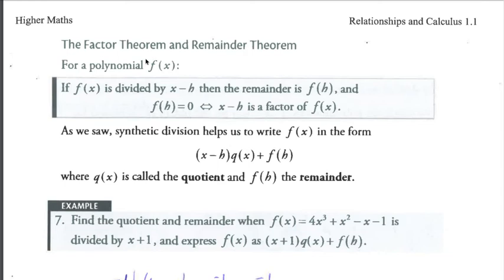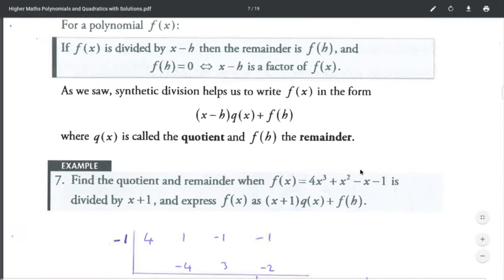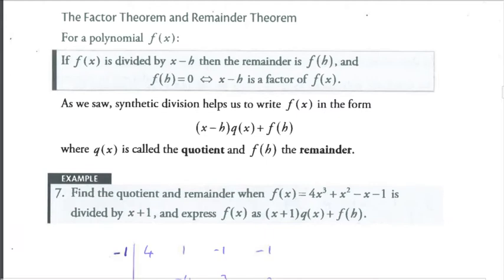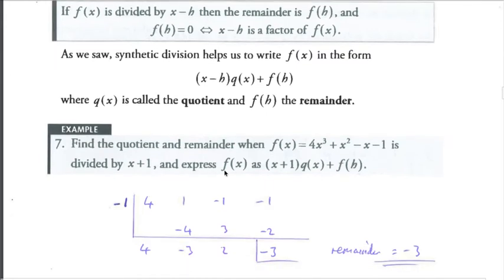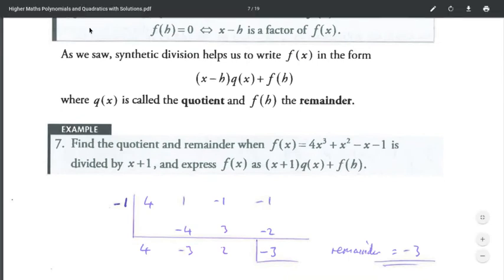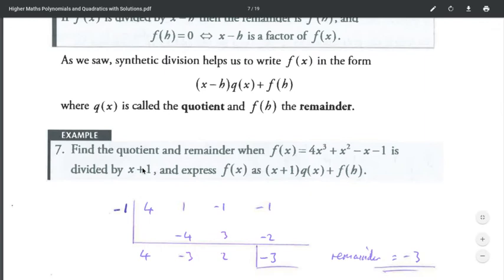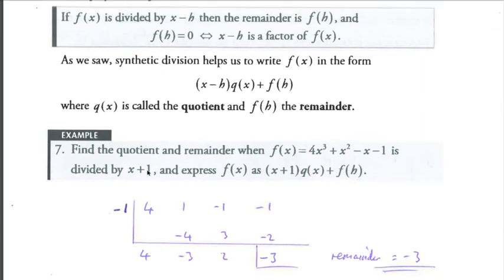So for a polynomial f of x, that's just any polynomial we've been looking at. Here's an example of one down here. If f of x is divided by x minus h, then the remainder is f of h. That is essentially what we're doing when we're doing the process of synthetic division. We're dividing f of x by x minus h. So here we are dividing by x plus 1. Remember, if x plus 1 is a factor, then x equals -1 will be a root. We need to use -1 at the front.